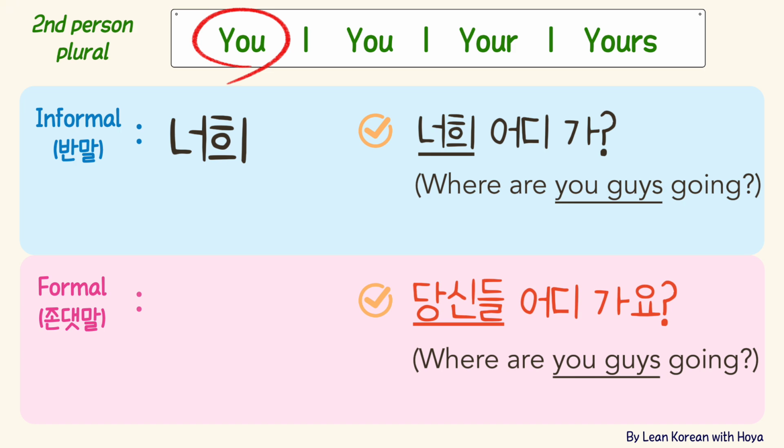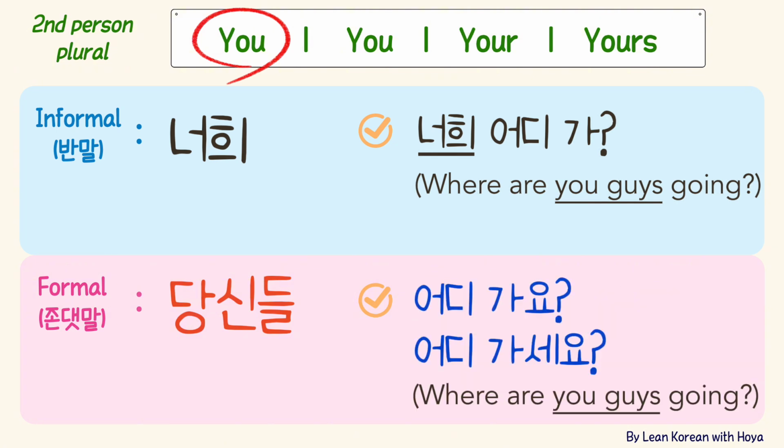The formal version, according to the textbook, is 당신들. 당신들 어디 가요? However, since it may sound weird or even rude if you actually use it in real life conversations, it's better to omit the pronoun and just say 어디 가요? Or if you want to be more polite, you can say 어디 가세요?